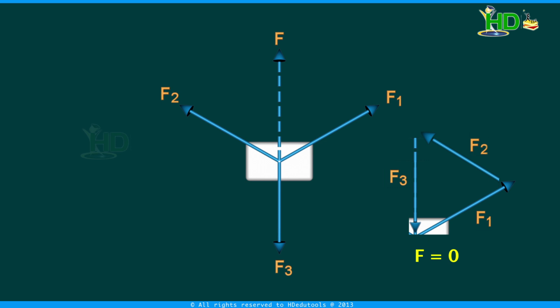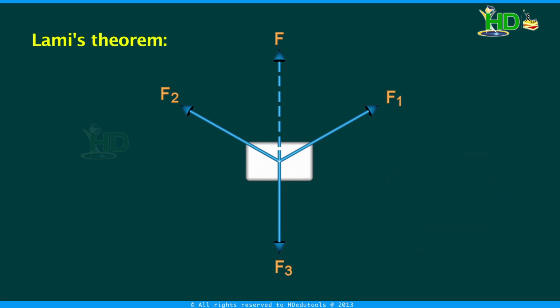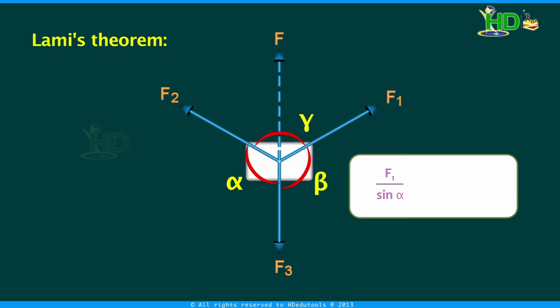From the same thing, we can develop Lamy's theorem. According to Lamy's theorem, if three forces F1, F2, F3 are acting on a body so that the angle between F1 and F2 is gamma, F2 and F3 is alpha, F1 and F3 is beta, then we can write F1 by sine alpha is equal to F2 by sine beta, which is equal to F3 by sine gamma. This is Lamy's theorem. This is applicable when the body is in equilibrium.